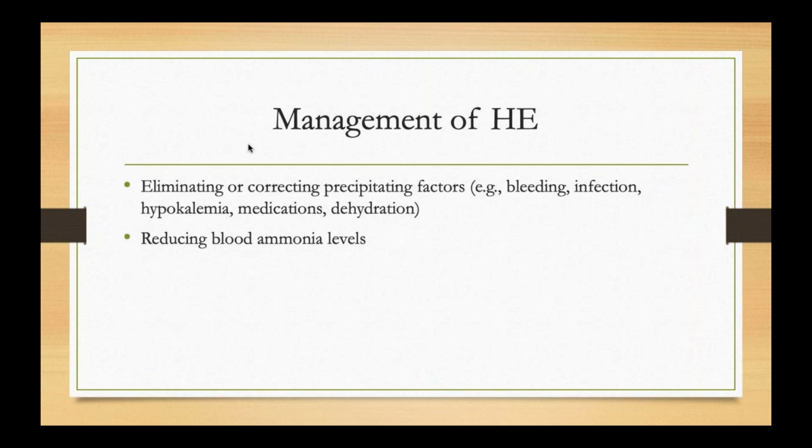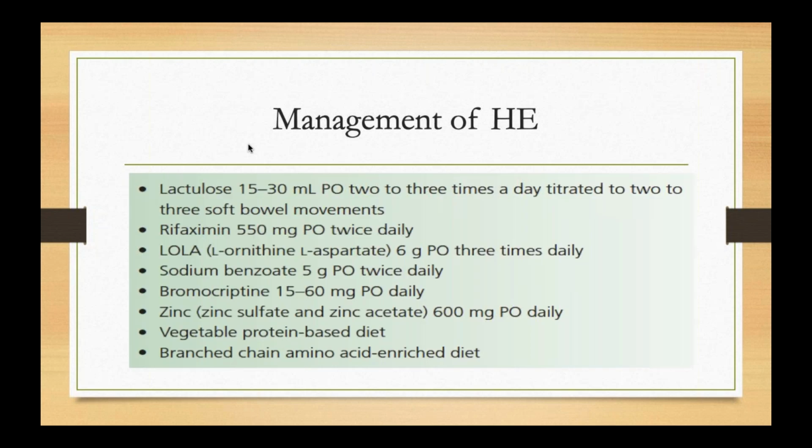So whenever there is hepatic encephalopathy, you have to eliminate or correct the precipitating factors. Like if there is any bleeding, treat the bleed, infection, hypokalemia, any drug he is taking, dehydration, and you have to give measures to reduce the blood ammonia level. So how to decrease blood ammonia level?